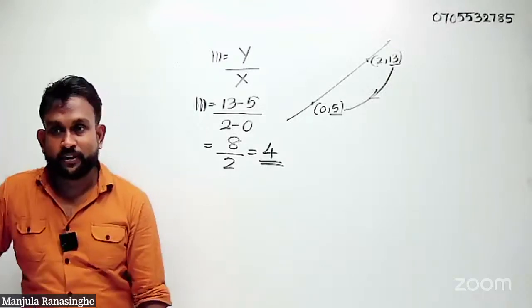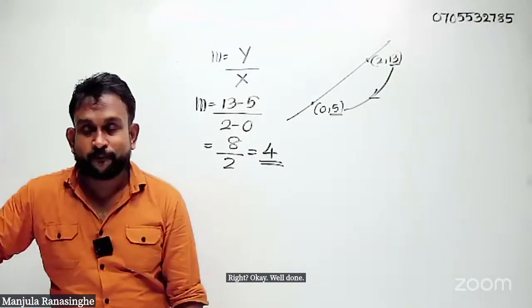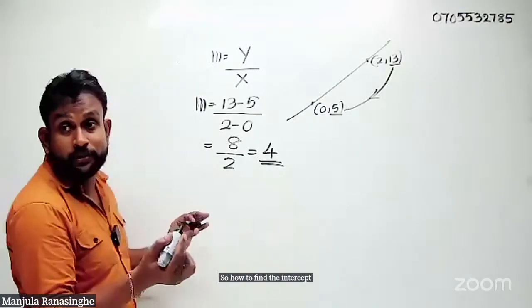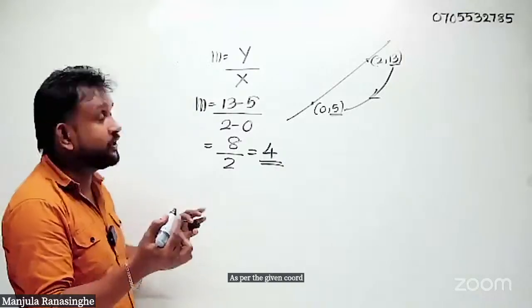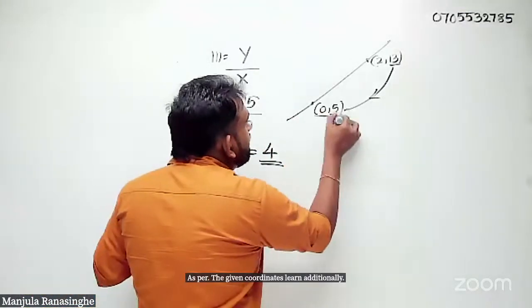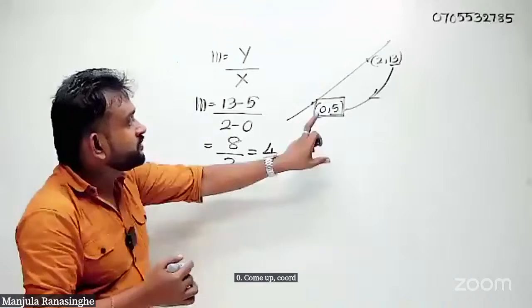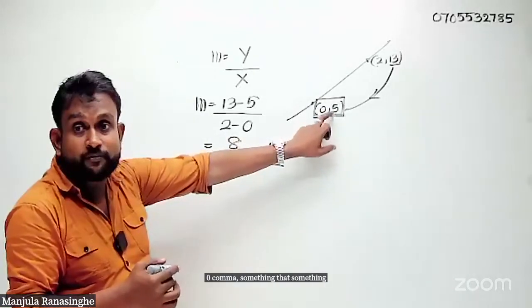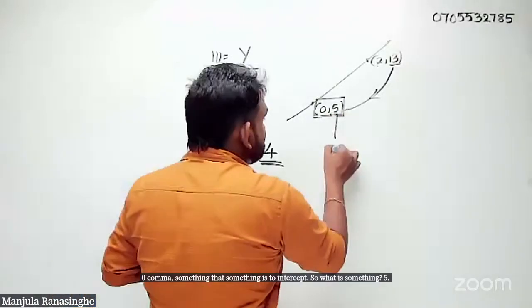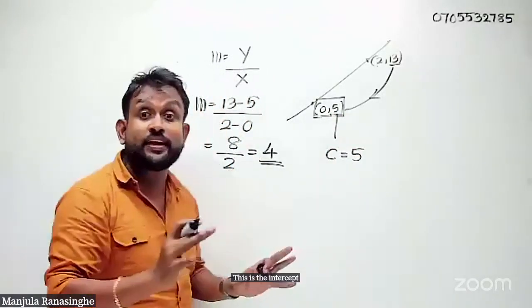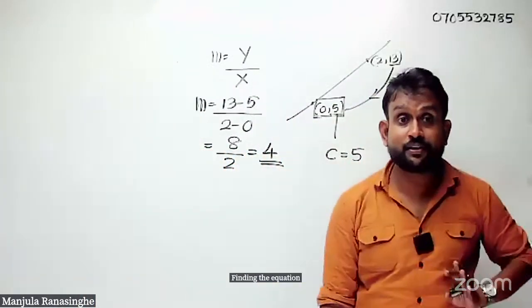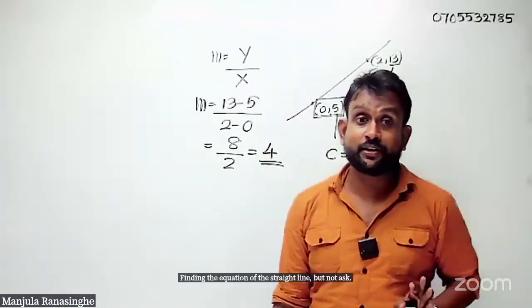Okay, well done. So how to find the intercept? As per the given coordinates, 0 comma something is there, and that something is the intercept. So what is the something? 5. So this is the intercept, because in some questions they ask for finding the equation of the straight line, but here it is not asked in the equation.